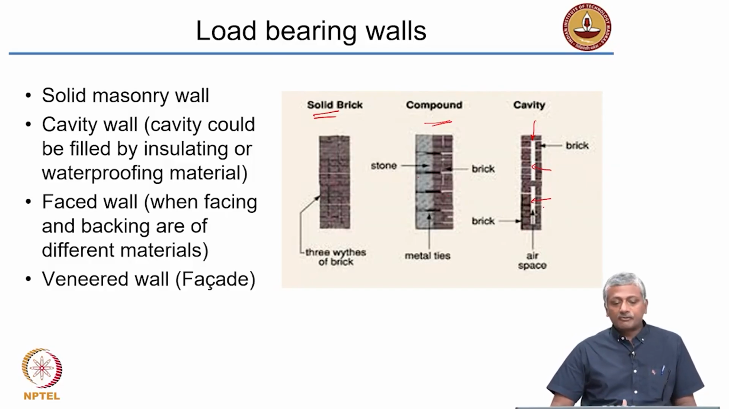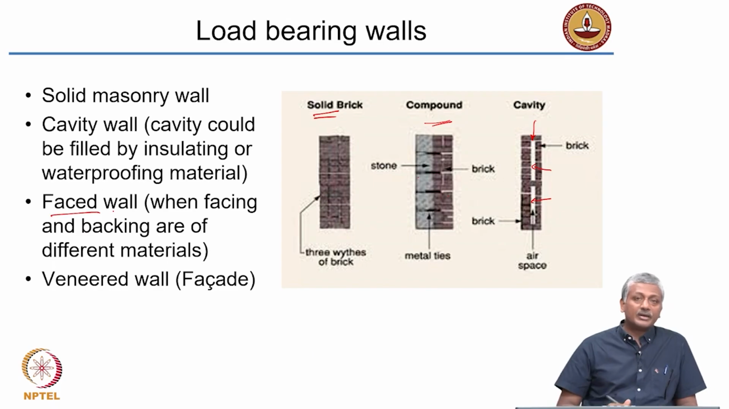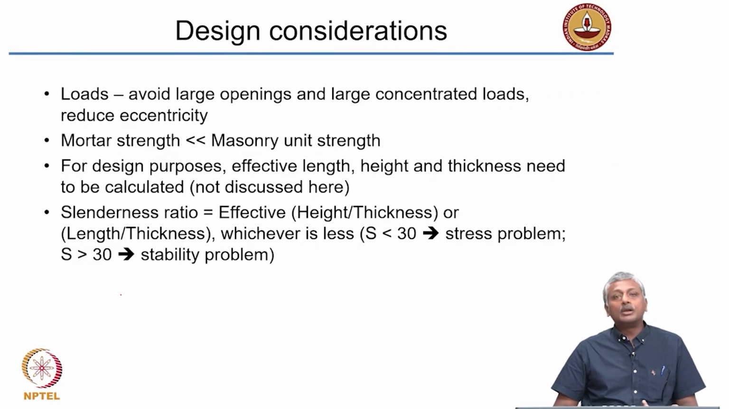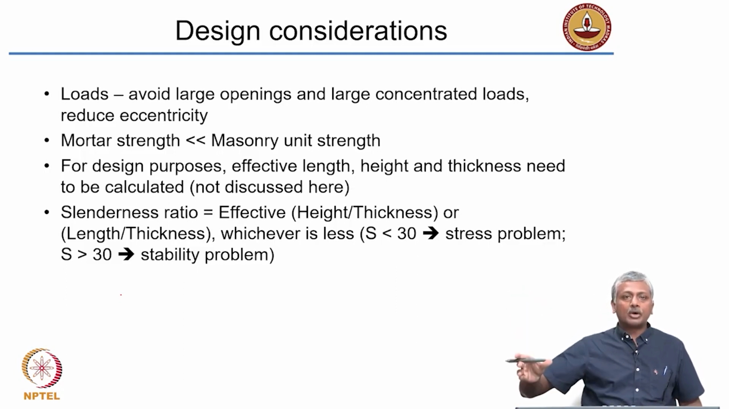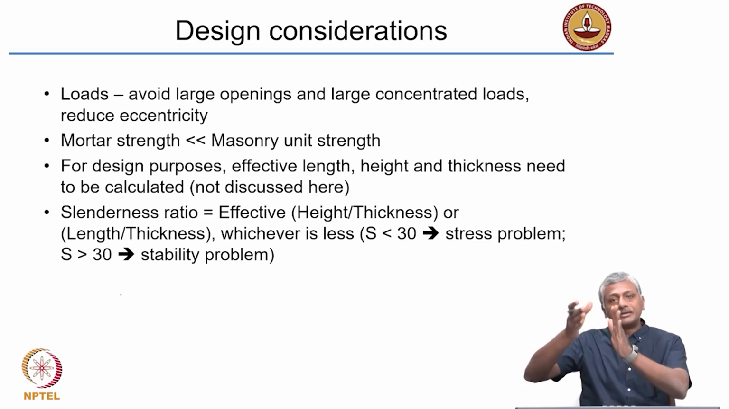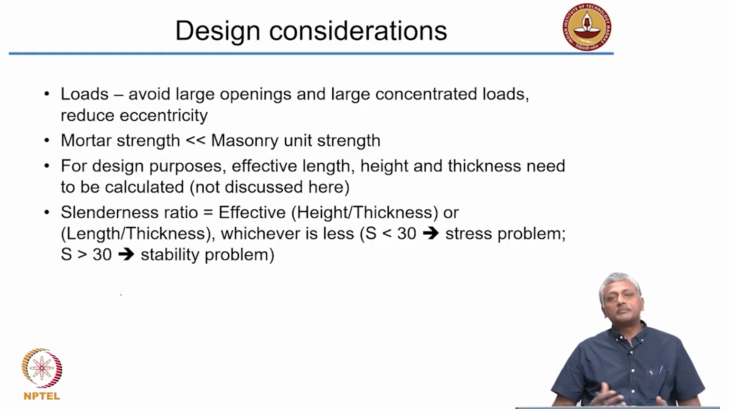So there are other examples of load bearing walls also. A faced wall where facing and backing are different materials, like composite walls or compound walls. Veneered walls where you use a facade, okay. I showed you earlier about a veneered wall which can be made with modern materials, where you had a concrete block wall and there was an air gap and some barriers, vapor barriers and all that. Then there was a veneer or a facade which was made with a brick wall, okay. So all these are examples of different types of walls. Now how do we design these walls? Obviously we want to design the walls to take up the loads that are coming on top.